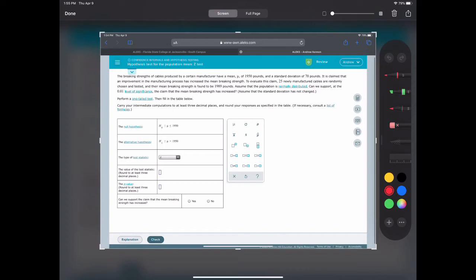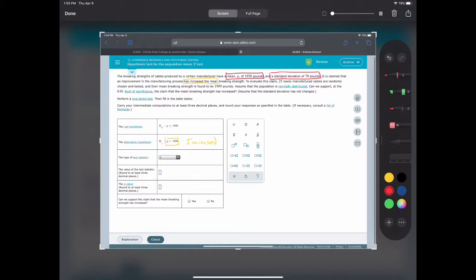Here we are looking at a hypothesis test for the population mean using a z-test. We're looking at the average breaking strength of these cables. Usually they have a mean of 1,950 pounds and a standard deviation of 70. It's claimed they've made an improvement that has increased the mean. That tells us what our alternate hypothesis is. We are looking at whether the mean is greater than 1950, because they use the word increased.